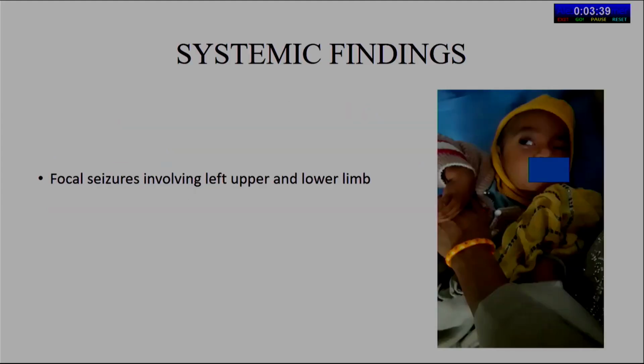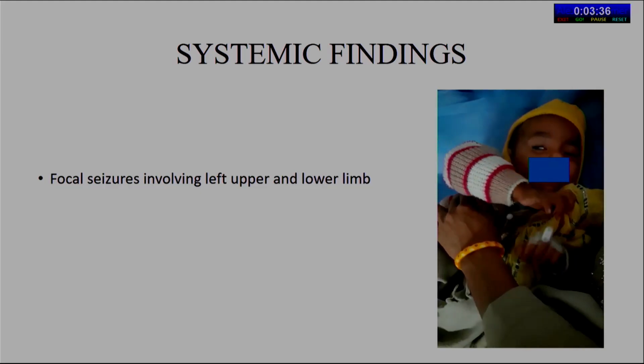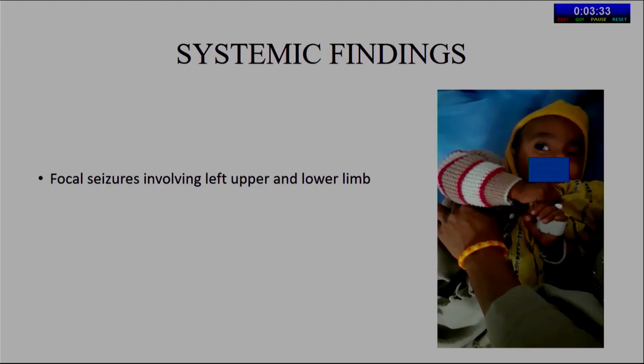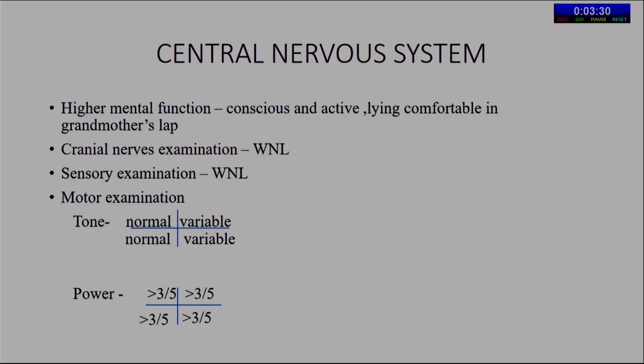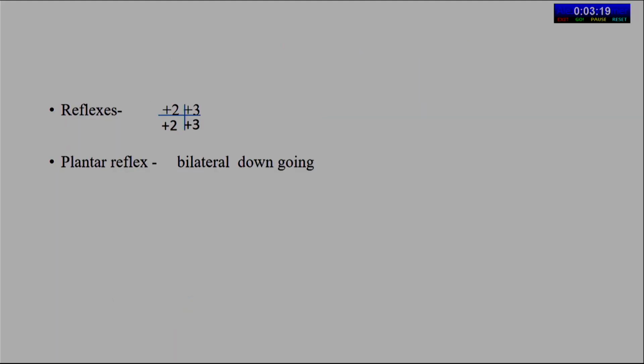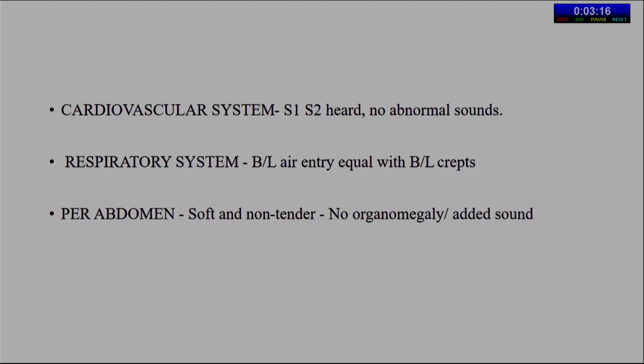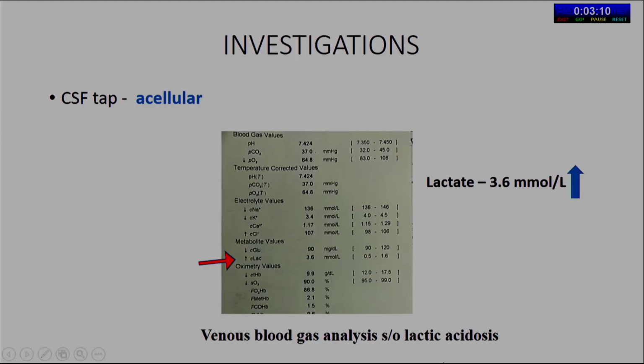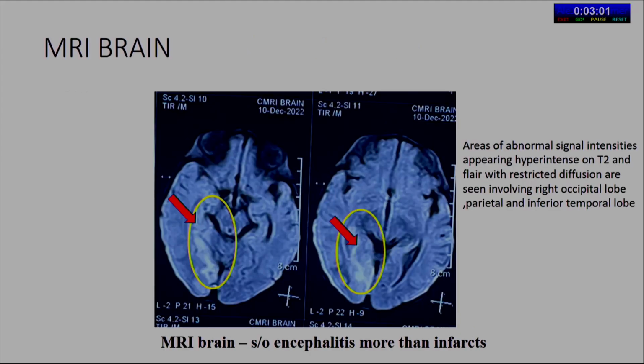In the systemic findings, the child presented to pediatric neurology with focal seizures involving the left side of the body, mainly the upper and the lower limb. In the central nervous system examination, the cranial nerve examination was within normal limits. The tone was variable on the left side, power was almost normal, reflexes were brisk, and plantar reflex was downgoing. Cardiovascular, respiratory, and per abdominal examination was within normal limits. Upon investigation, CSF tap was found to be acellular, and venous blood gas analysis was suggestive of lactic acidosis. It was raised. MRI brain was suggestive of encephalitis more than infarcts.